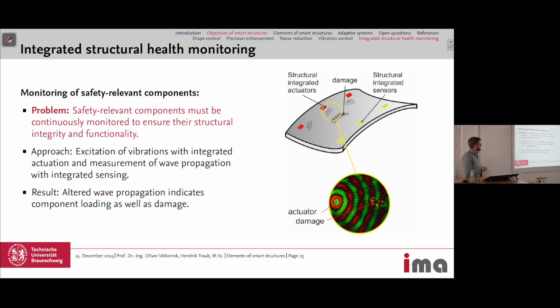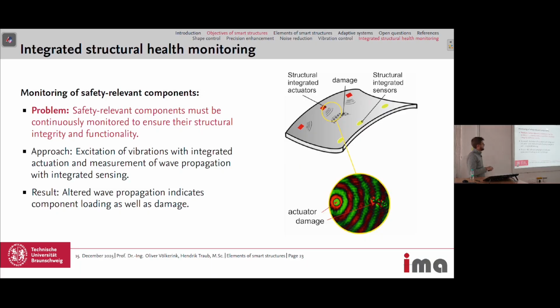And here the idea is to have not maintenance on a schedule, but maintenance when it's really needed, when you have a damage in the structure. And for that you have to know which damage you have in the structure and where. And this is done by structurally integrated actuators and also sensors. So in a laminated composite you can integrate the actuators and the sensors. We will also have a look at how to integrate them into fiber composite structures.